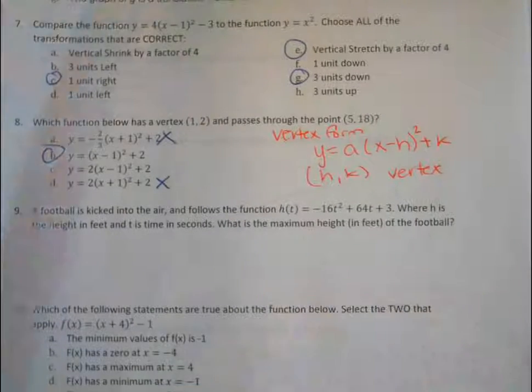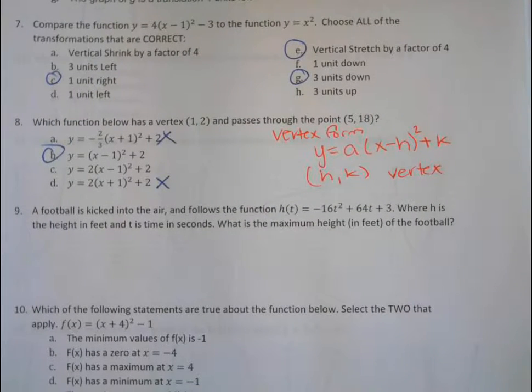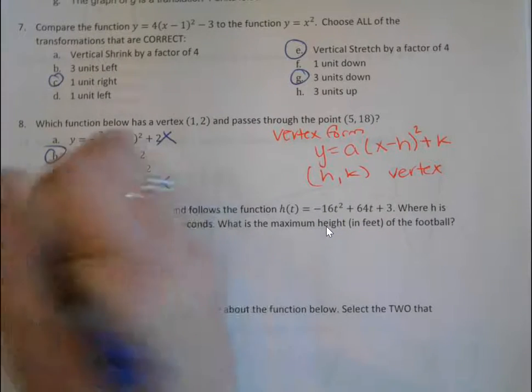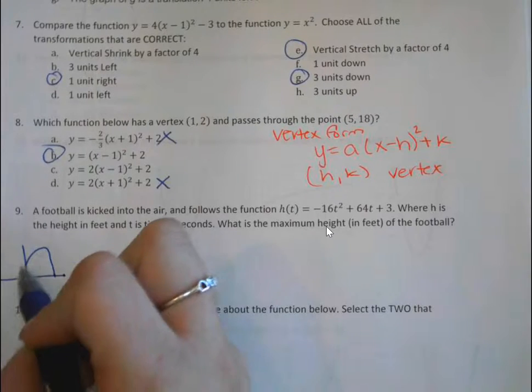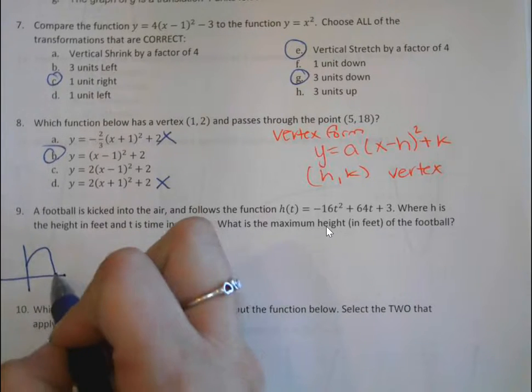On number 9, it's talking about a football going into the air and modeled by this function. So this one is probably easiest if I use Desmos. What's going on in this problem is this guy is kicking the football, and it's going like that. So this is where the football starts in the air, and this is where it lands.